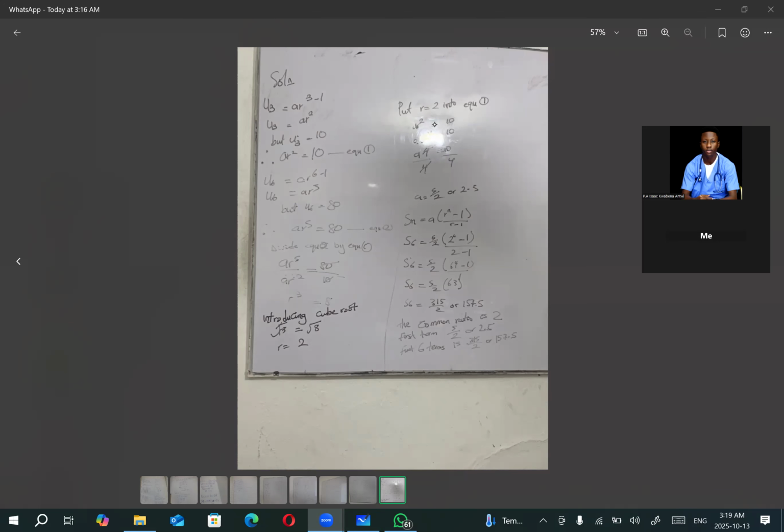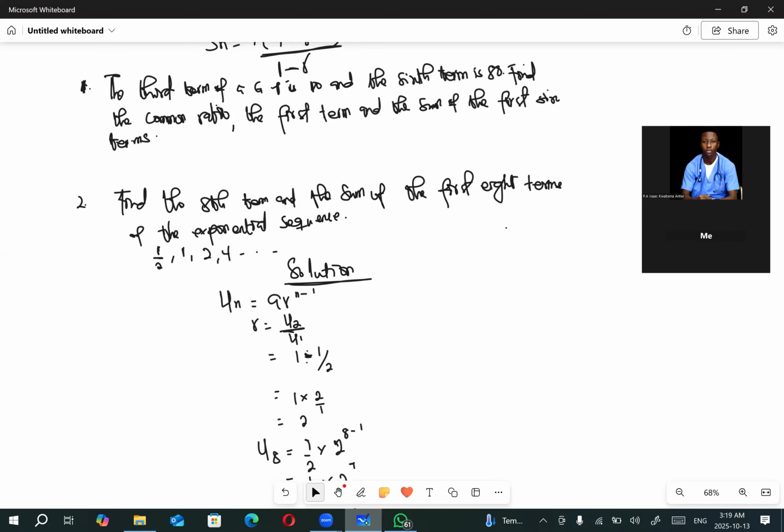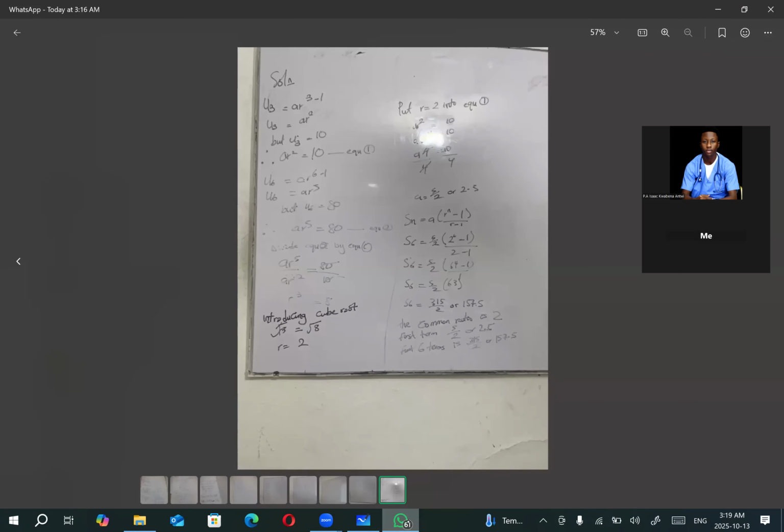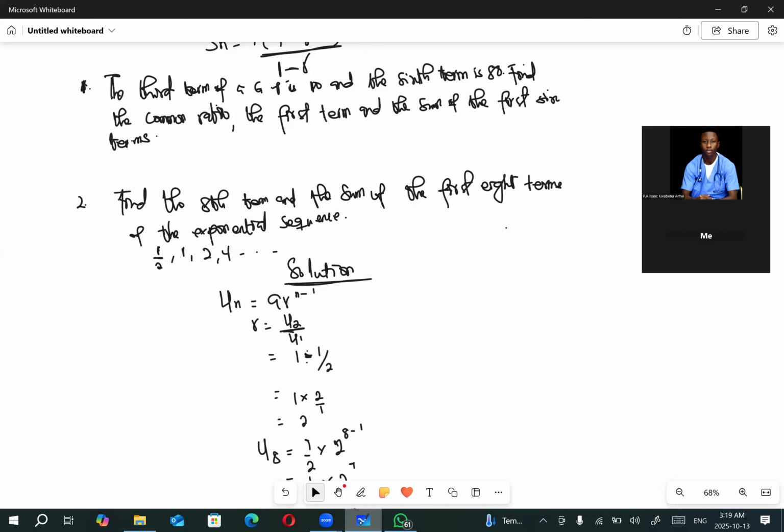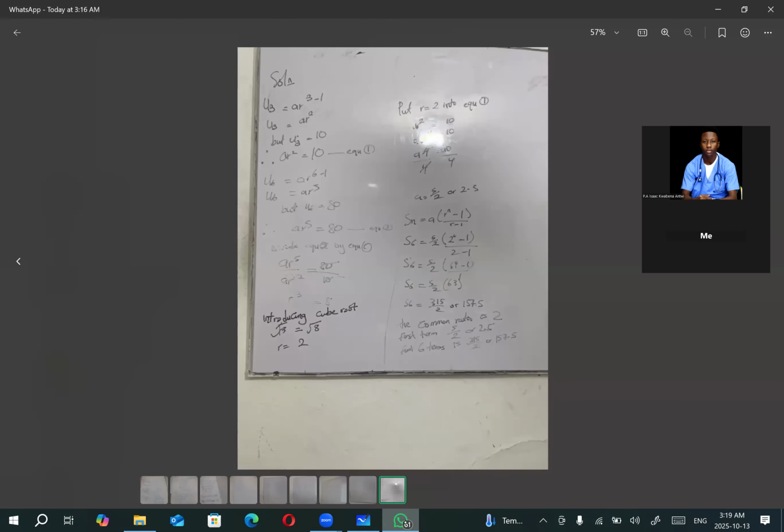Now, they talked about the third term and the sixth term. So the sixth term, U6 is equal to AR exponent 6 minus 1. U6 is equal to AR exponent 5. But U6 is equal to 80. All right. In the question, they said the sixth term is 80. So now AR exponent 5 is equal to 80. So you have 2 equations now.